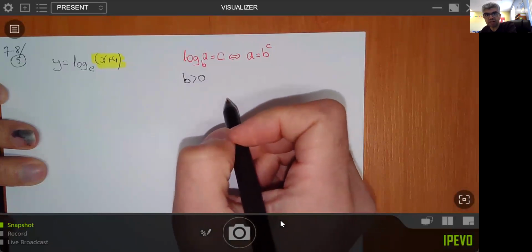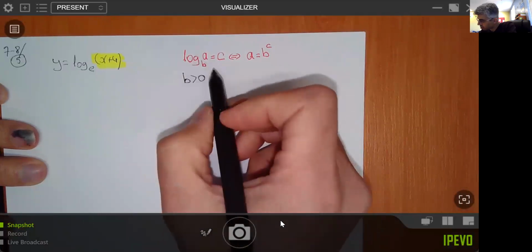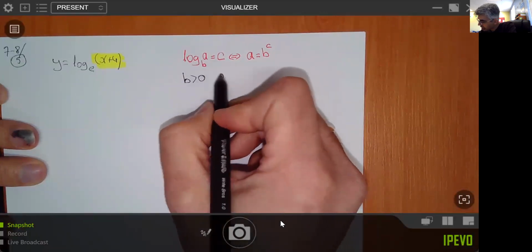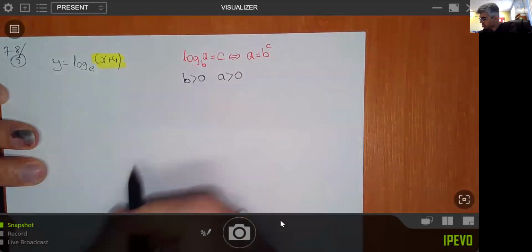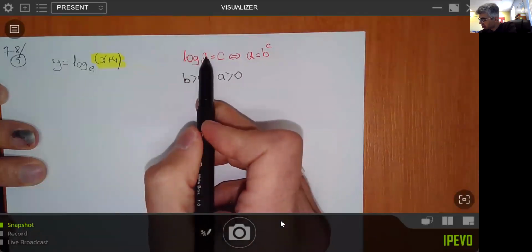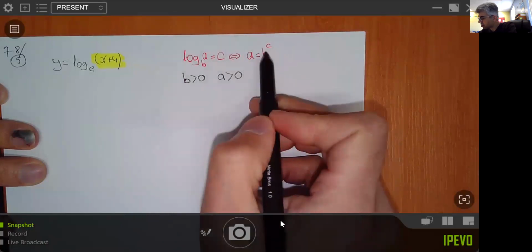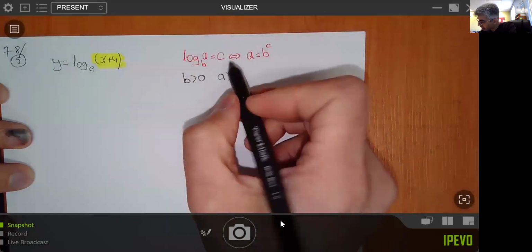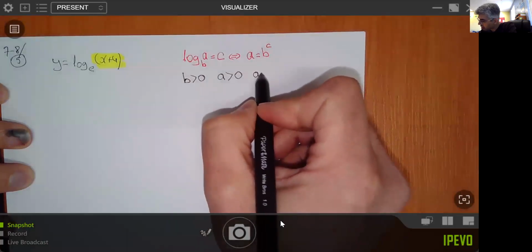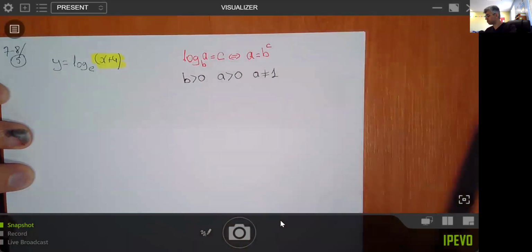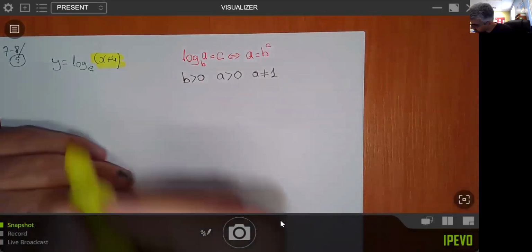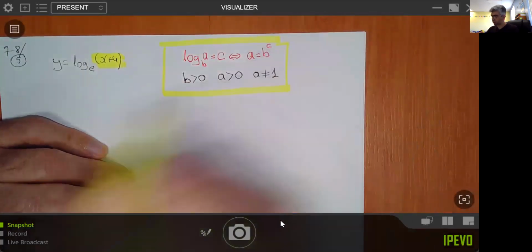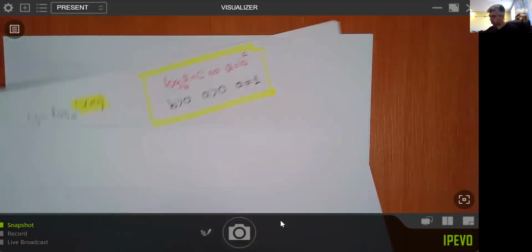And what we know about a, b, c, guys: b is always positive, okay? b must be always greater than 0, and a must be greater than 0 too, because an exponential function cannot be equal to a negative number, okay? By the way, b also must be different than 1, okay? So you never forget this. You may have this in your index card. Okay, guys? That's important.